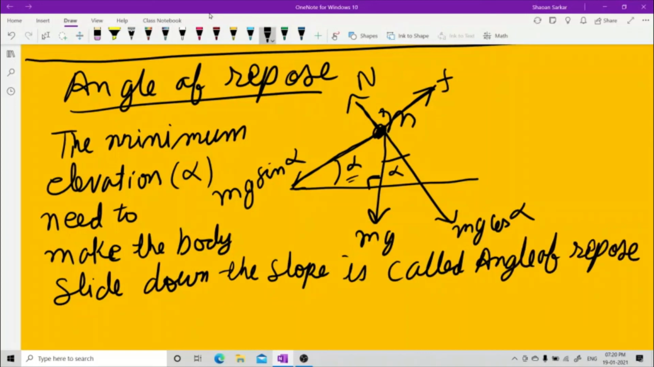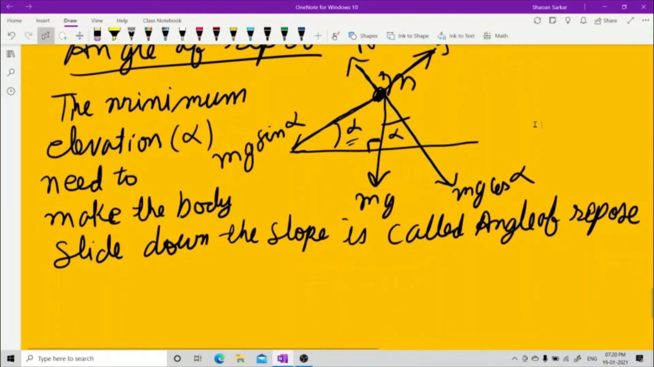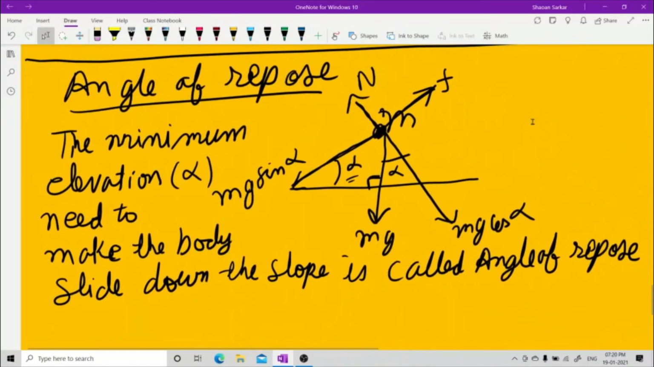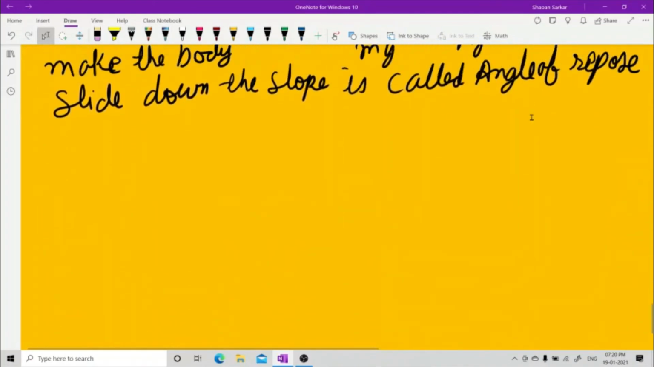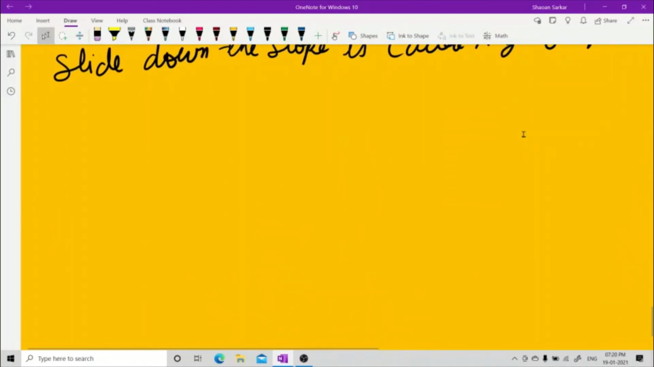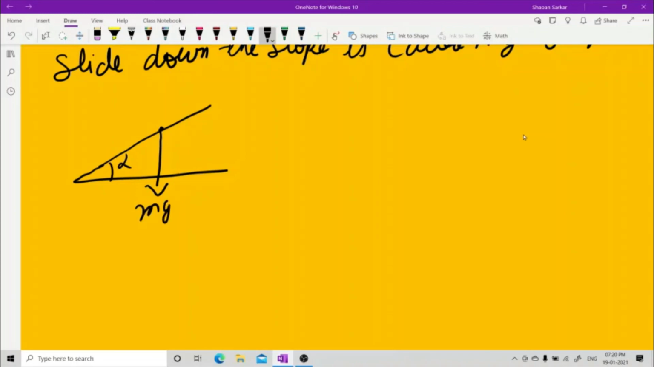Now see what I do is this. Yes, now I have to write down the equations of motion. So before I write down, let me redraw the figure. The figure is something like this. The mass is here. This is my alpha. This is my weight. This is my normal, and this is my mg cos alpha. This is my friction, and this is my mg sin alpha.